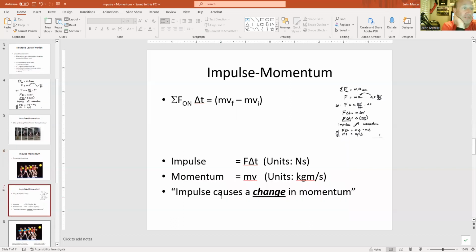Okay, so what's important here is the impulse causes a change in momentum. And therefore, we can have a given change in momentum by either having a bigger force in a shorter period of time or a smaller force in a bigger period of time, because it's the product of those two. Impulse is the product of force and time. And our units are Newton seconds for impulse and kilogram meters per second.